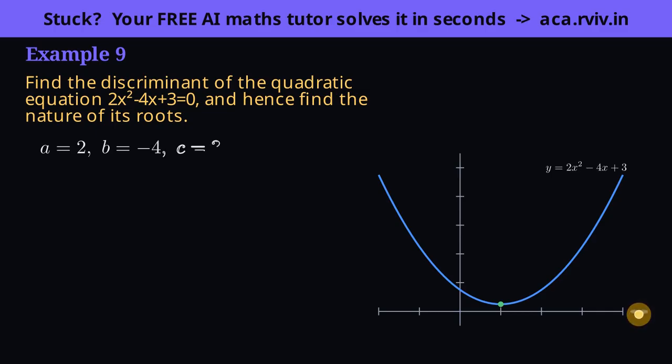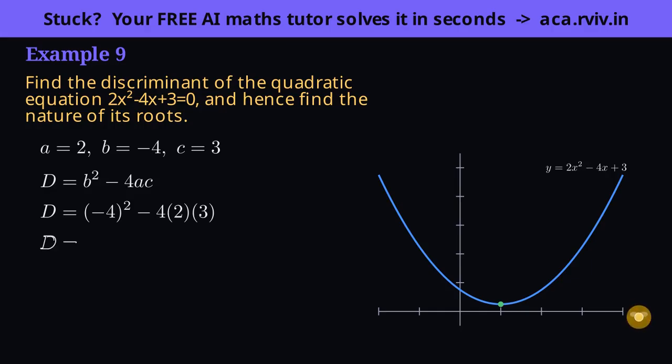So our only job is to read off a, b and c, and here a is 2, b is minus 4, c is 3. Write the discriminant formula. D equals b squared minus 4ac, so we have a clear template to substitute into. Substitute carefully, and mind the brackets, b is minus 4, so it's minus 4 all squared, the whole negative number gets squared.